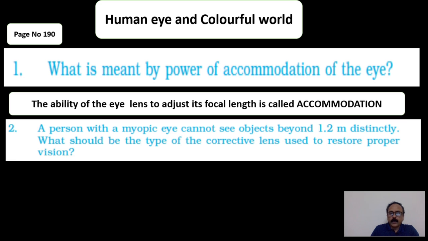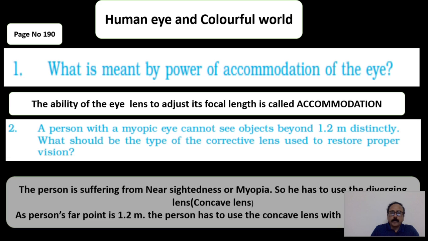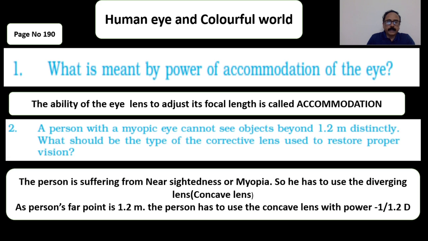So here u is equal to infinity, v must be 1.2 meter, and then with appropriate sign conventions we can find out 1 by f, that is otherwise known as power. Here in this case the power is minus 1 by 1.2 diopters. Why minus? Because to correct the defect, we have to make use of diverging lens or concave lens.